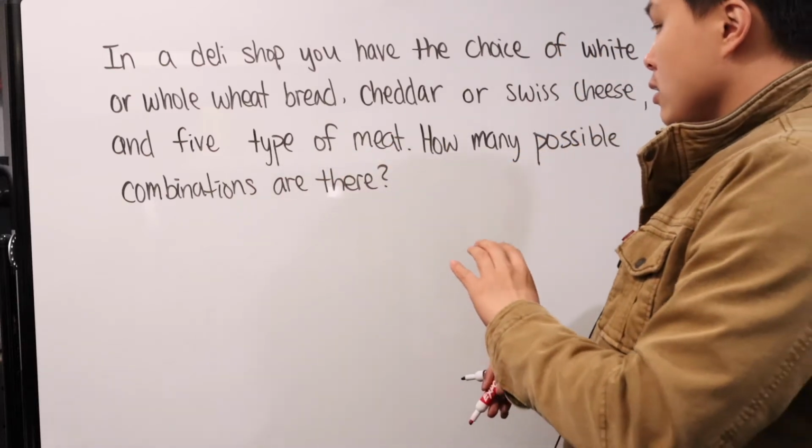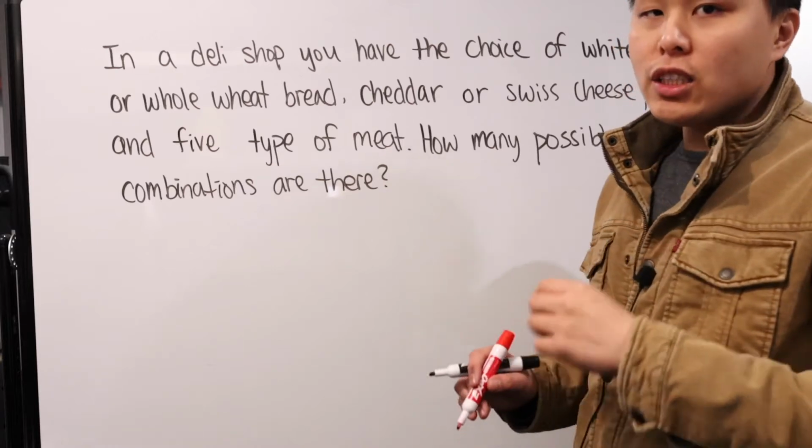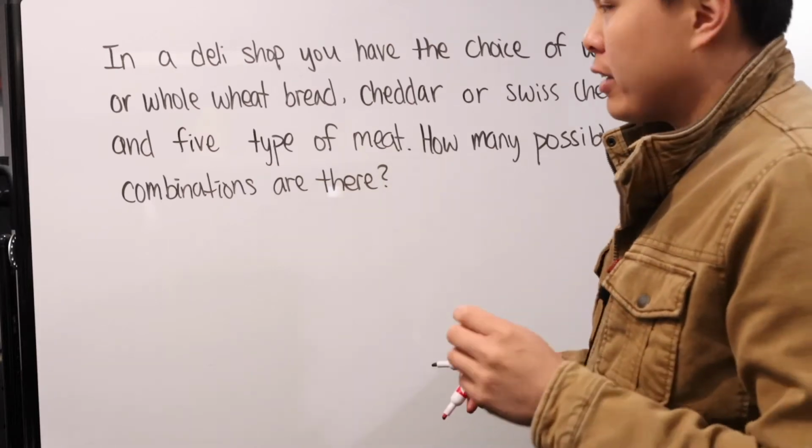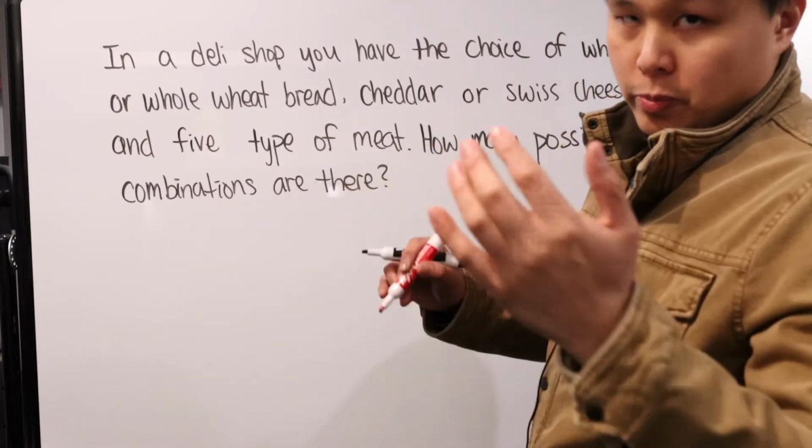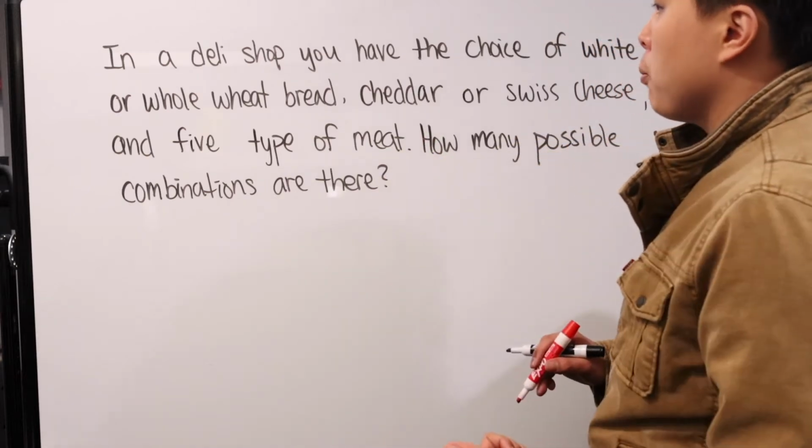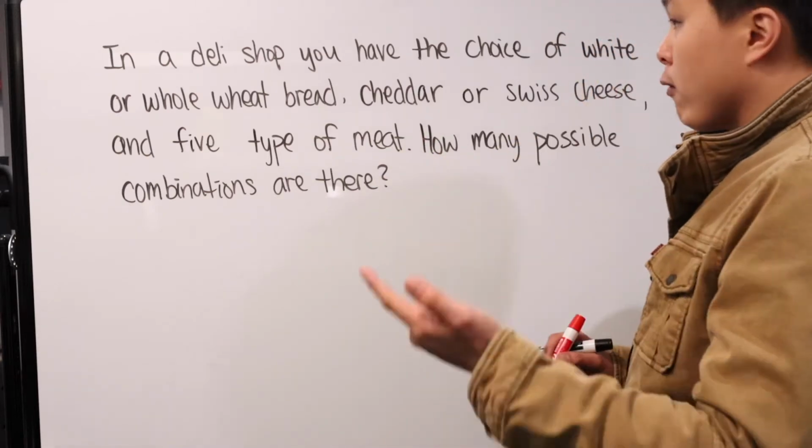Now, this is a complicated problem because each and every one of those aspects has a different amount of choices. But when we break it down, it's fairly simple. First, let's just look at the bread. There's 2 choices, right? We have white and whole wheat.